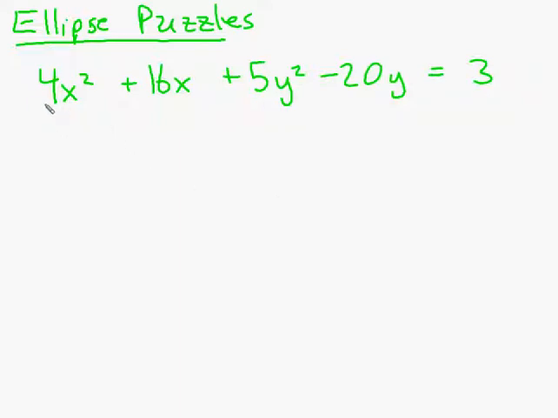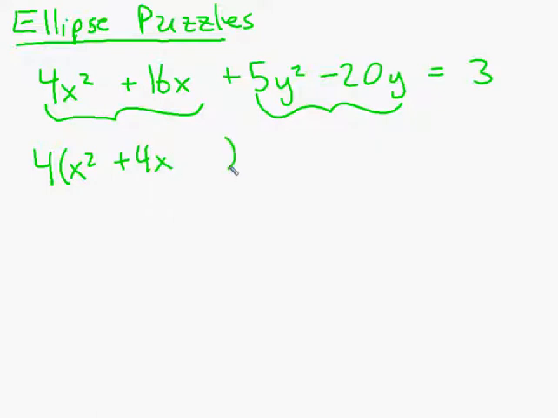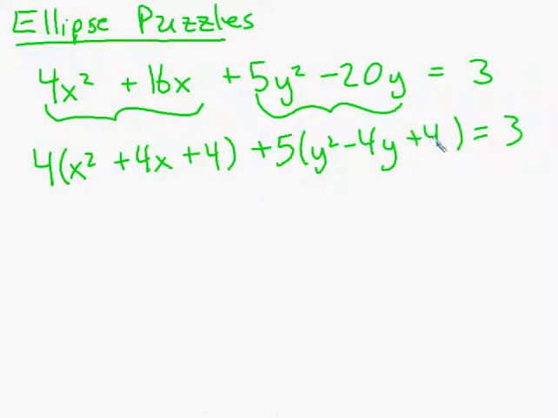Okay, for this one, what we're going to do, just like with the circle, we're going to factor. So we did this with the circles. We're going to factor out the 5. And we're going to complete the square, just like we did with circles. So we're going to half 4 and square it. Half 4 and square it. Here.